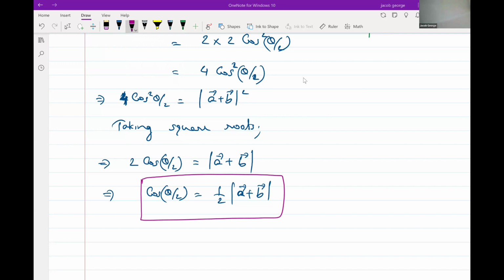Nathaniel, it is magnitude. Magnitude is positive. Magnitude is always positive. Magnitude means the length of the vector. That is called the magnitude. It is positive.